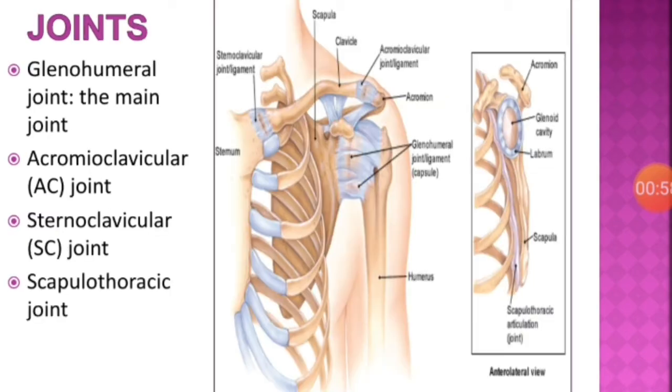The shoulder joint comprises many different joints. The most important joint amongst them is the glenohumeral joint, followed by the acromioclavicular joint, that is the joint between the acromion process and the clavicle; the sternoclavicular joint, that is the joint between the sternum and the clavicle; and the scapulothoracic joint, which is a pseudo joint which comprises the articulation between the thorax and the scapula.